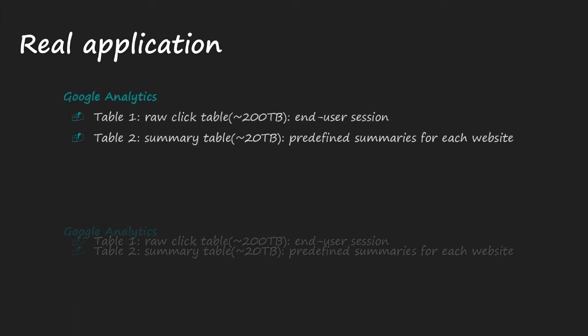Here are some real applications of Bigtable. The first one is Google Analytics. It is a service that helps webmasters analyze traffic patterns at their websites. In Google Analytics, two tables are used to store website information. Table 1 is a raw click table that maintains a row for each end user session. The row name is a tuple containing the website name and the time at which the session was created. Then the summary table stores predefined summaries for each website.